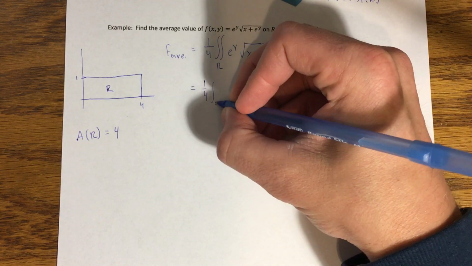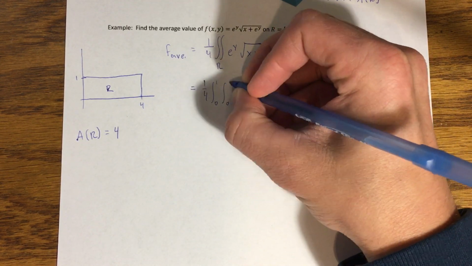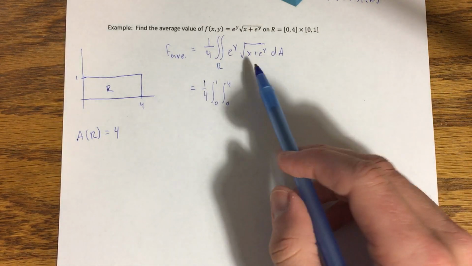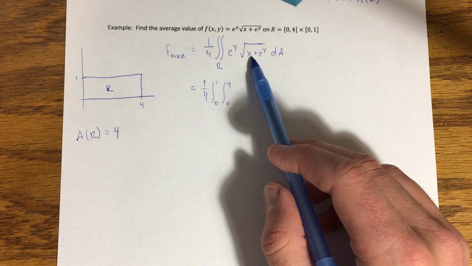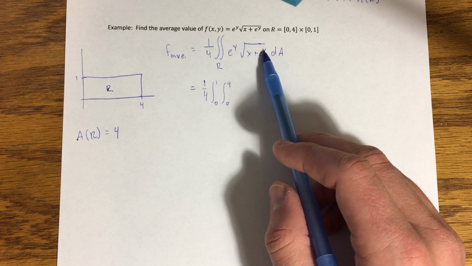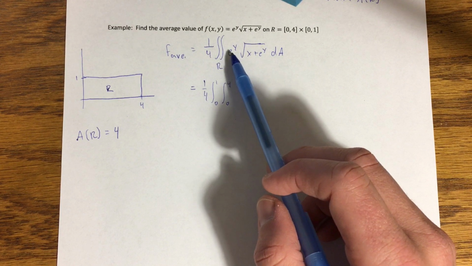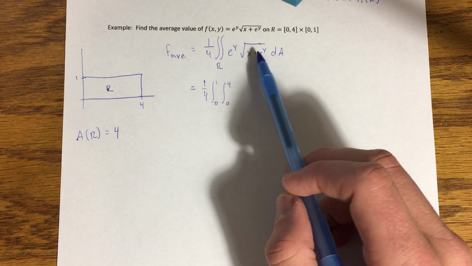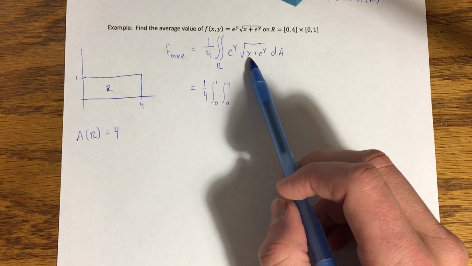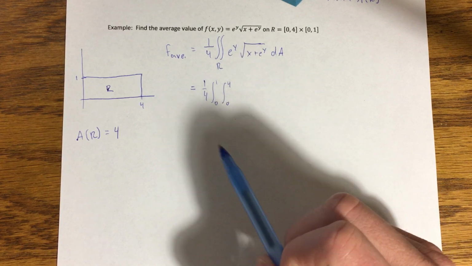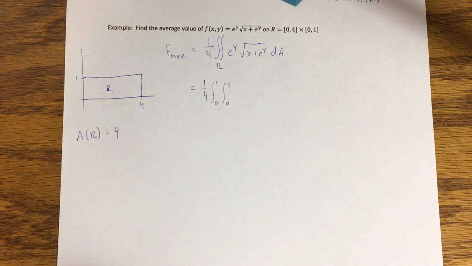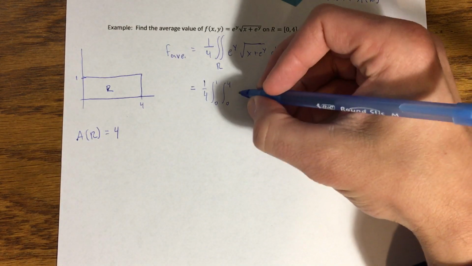So 0 to 1, 0 to 4. My rationale for choosing x as the variable I want to integrate with respect to first is because x is only appearing here, whereas y appears in a couple of different locations. It's probably not too difficult to integrate this with respect to y, but if I think of this as a function of x, that means everything else is just a constant, or I'm treating it like a constant. In my mind, that makes this simpler to do.